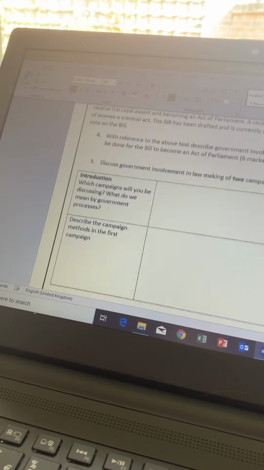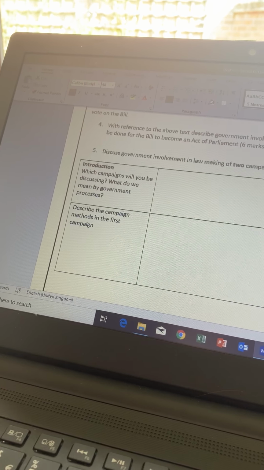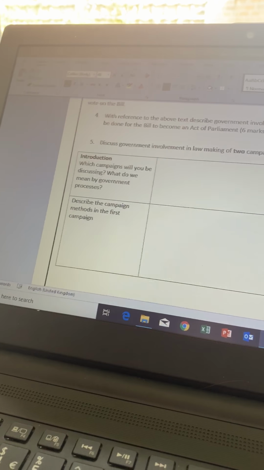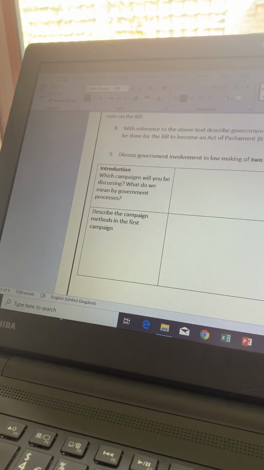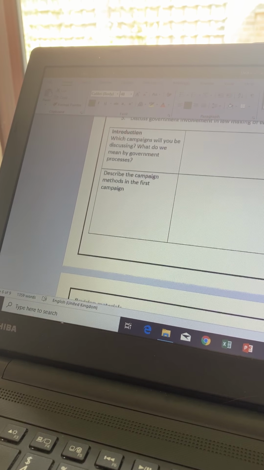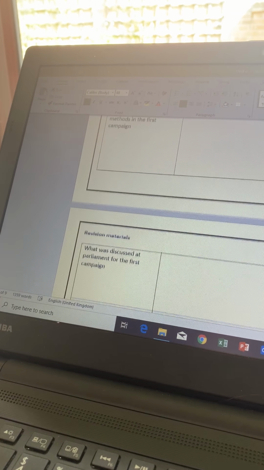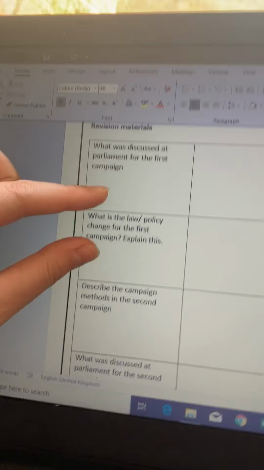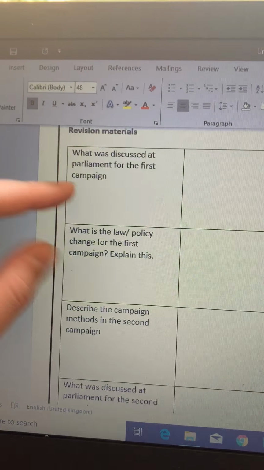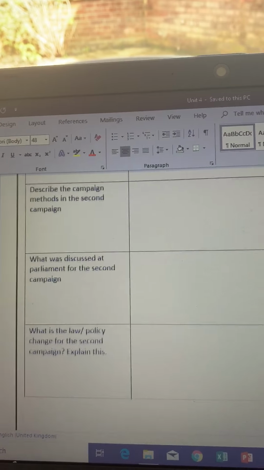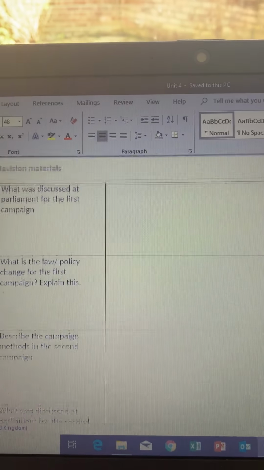Okay, so number 5, discuss government and 2 campaigns. So I would take this as basically 2 5-mark questions. We've done Claire's law and Sarah's law. You've got a really brief kind of plan of what you need to do. I would focus on these 2 bits here, what was discussed at Parliament, so the issues that were discussed, and then the actual law and policy. That's the important part. And yeah, I just take it as 2 5-mark questions.